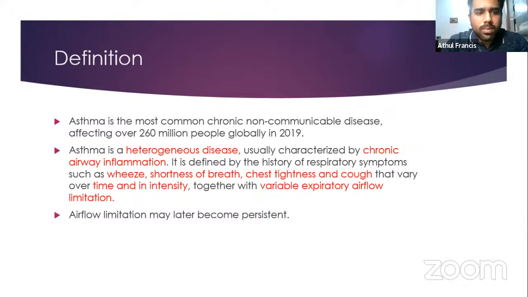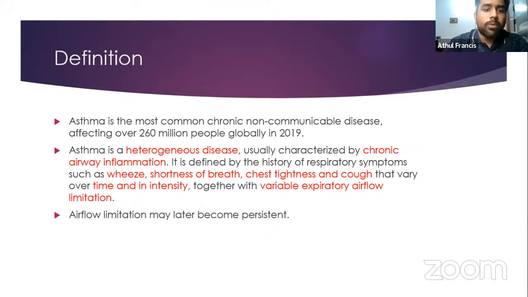So whenever you are asked to define asthma, you can't just say that it's an inflammation of the airways. There is something in addition to the definite pathogenesis of asthma. So asthma is a heterogeneous disease, and it is usually characterized by chronic airway inflammation. And it is defined by history of respiratory symptoms such as wheeze, shortness of breath, chest tightness, and cough that vary over time and in intensity, together with variable expiratory airflow limitation.